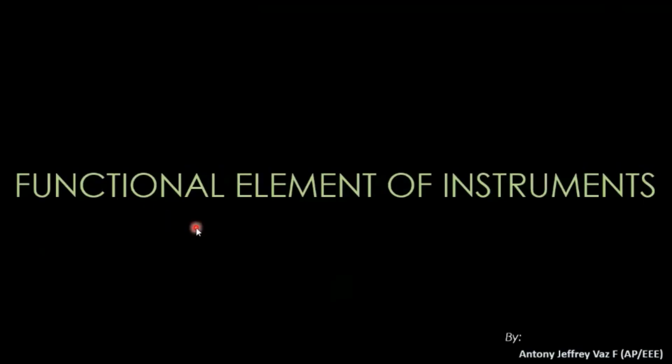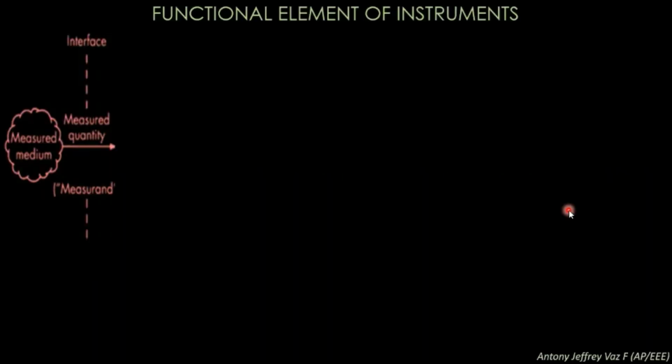Okay, welcome. Today we will be seeing about functional elements of a measurement instrument. So what are all the basic components of measuring instruments? Okay, here this is the measured medium. The measured medium represents that from which we are going to measure. If you are going to measure a temperature, from where you are going to measure the temperature, a material or a human body or some other source of energy or a boiler, that represents the measured medium.